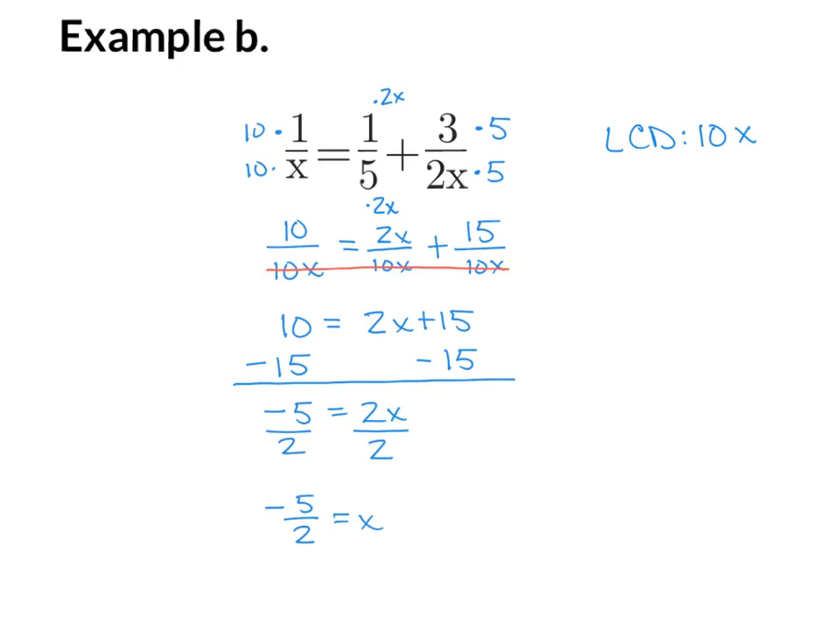And again, remember, all we're looking for is, are the denominators equal to 0? If we plug into the first fraction, negative 5 over 2, is it 0? No. 2 times negative 5 over 2, is it 0? No. And 5 just stays as 5. So this is going to be our final solution.